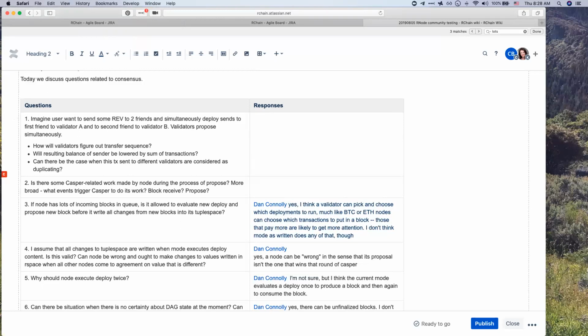Hey guys, I've got a question about the scenario that's described at the beginning. Go for it. Okay, so it says, imagine a user wants to send some REV to two friends simultaneously and deploys the two sends to two different validators, and they propose simultaneously. I'm not clear whether this is a double spend attack where they only have enough funds to pay one of the friends, or if it's a totally legitimate thing, like I have plenty of money to pay both of them and I just happen to be deploying it to two different validators.